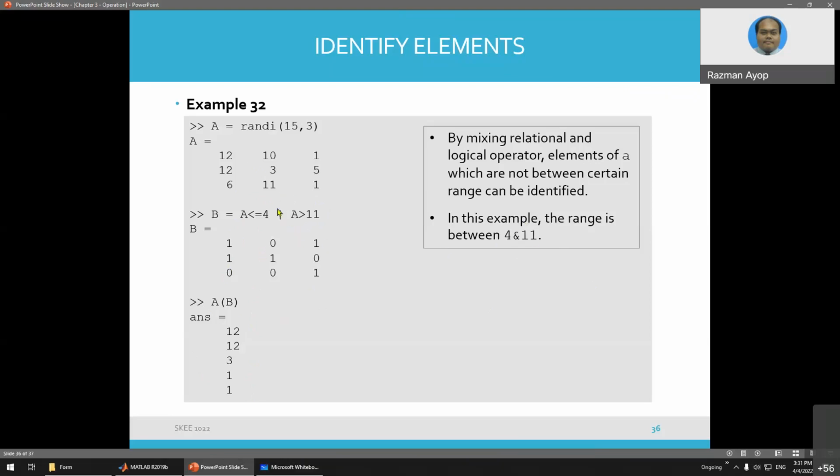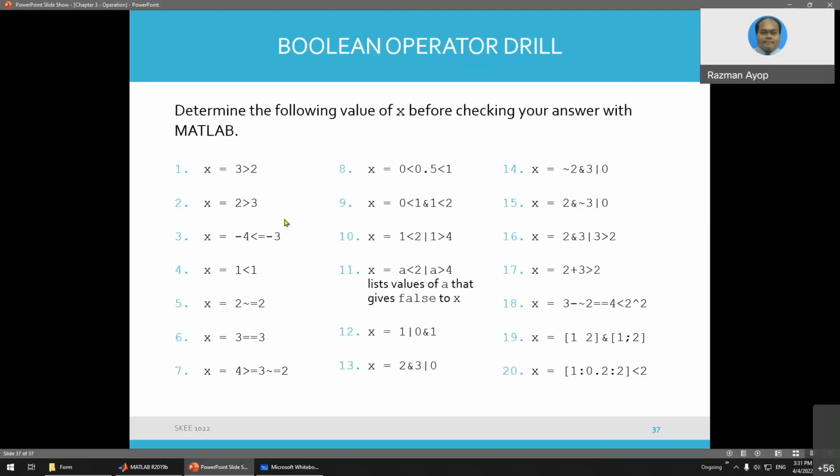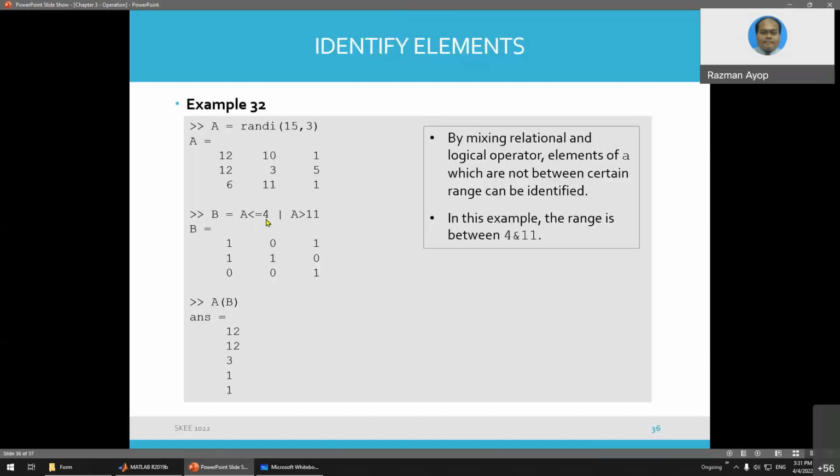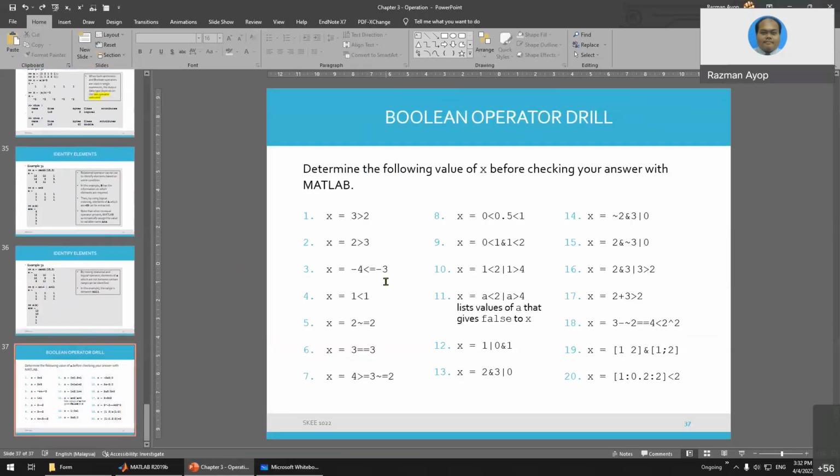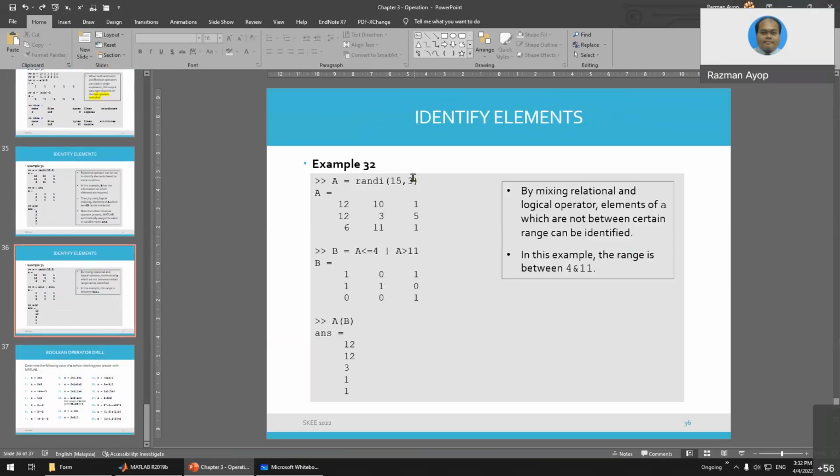I think this one is wrong. Let me check first. I think this one is n. Make sure you check this. I don't have time to check this for you. Maybe you can try this. If you want the range inside here, this one should be n. You can try on your own using MATLAB. Maybe I show you how to do this.